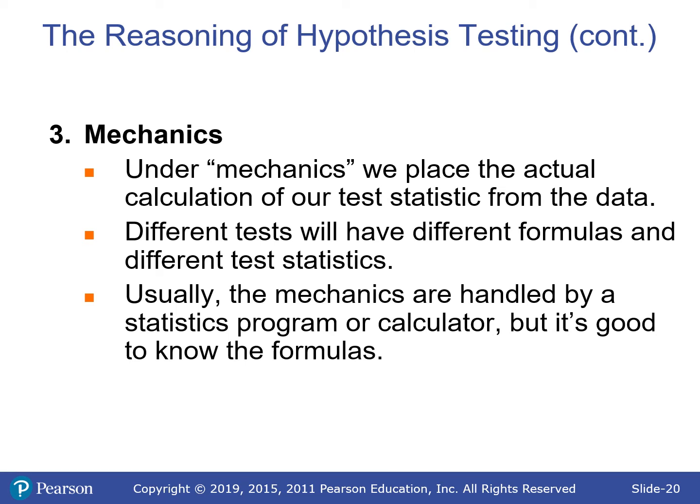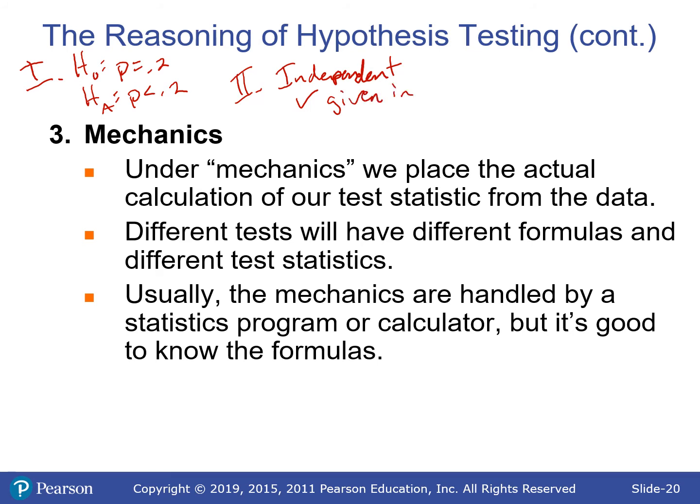We have H naught: P equals 0.2, HA: P is less than 0.2. So this would be part 1. Part 2, conditions, independent. Check given in problem. We don't have a problem that we're actually working on. A lot of times it's given in the problem though. Independent, normal.